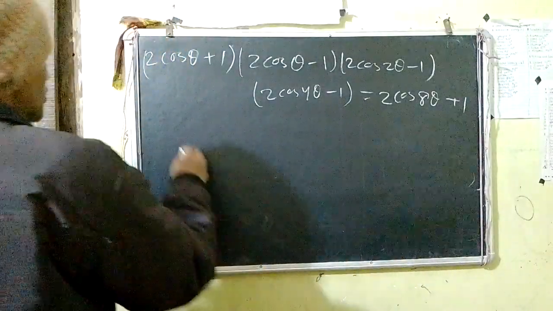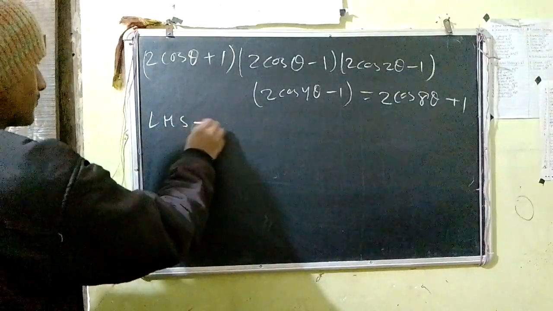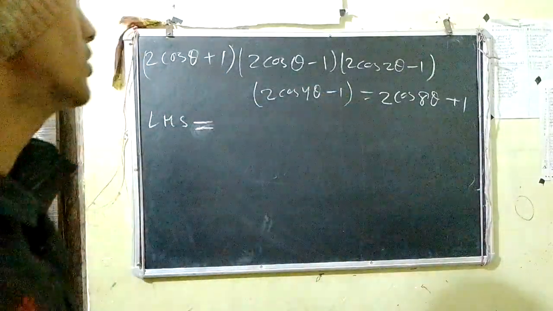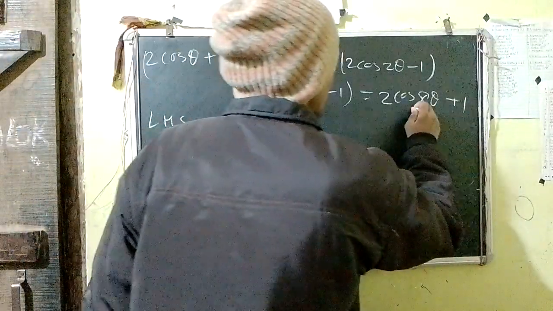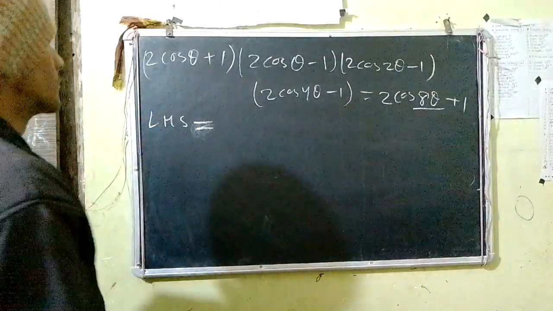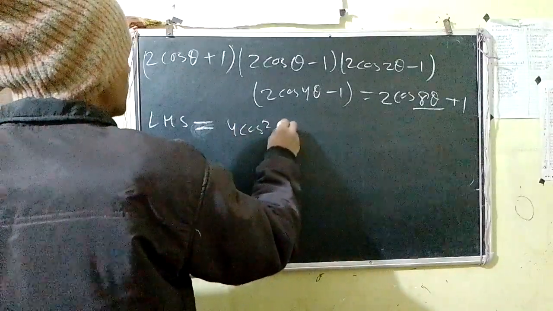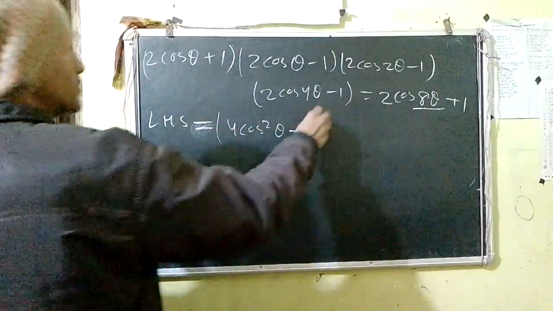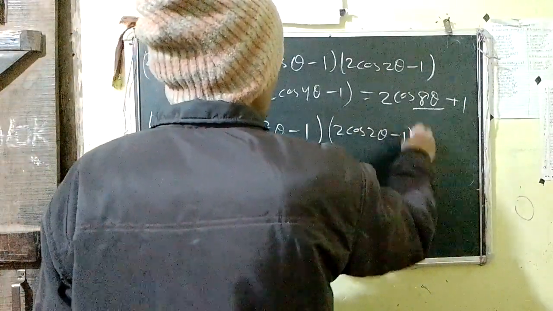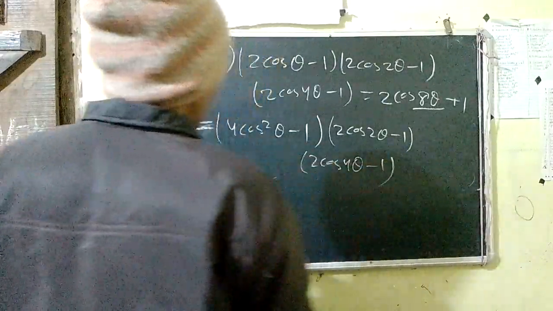Alright, so let's do the LHS. I'm just going to solve the LHS. Here we have 2 cosine theta plus 1, 2 cosine theta minus 1. So what do you want to do? You want to make the theta grow. So how can you have the theta grow? First of all, let's solve this. This is going to be 4 cosine squared theta minus 1 times 2 cosine 2 theta minus 1 times 2 cosine 4 theta minus 1.